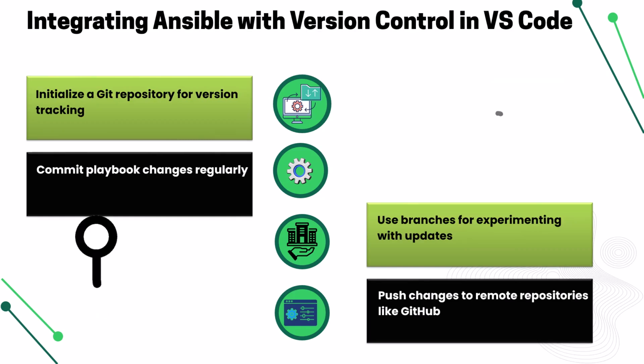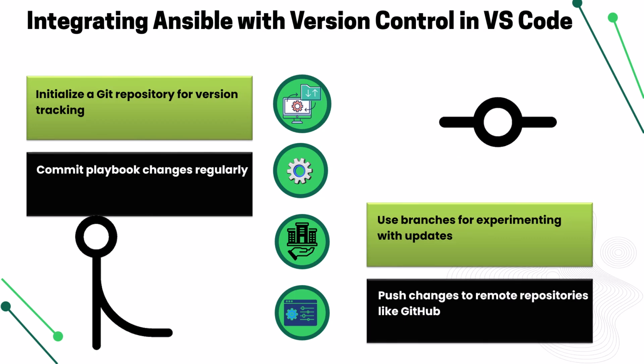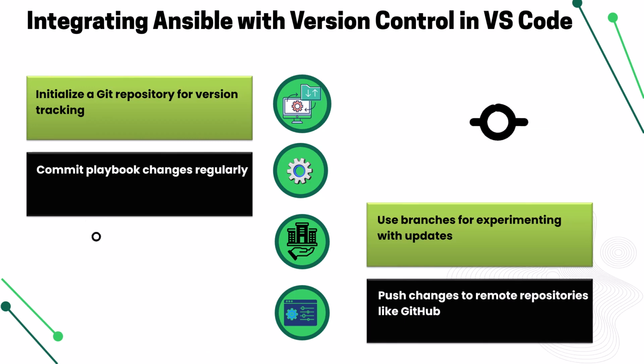Version control isn't just for developers, it's for Ansible users too. First, we set up a Git repository because keeping track of changes manually is a nightmare. Then we commit updates like responsible engineers. No more "oops, I deleted the wrong line" scenarios. Branching lets us experiment without breaking production. Trust me, people will thank you. And finally, pushing to a remote repository ensures our playbooks are safe even if our laptop decides to take a permanent vacation.